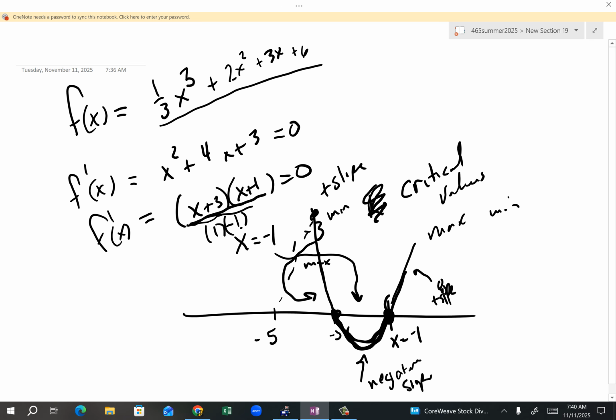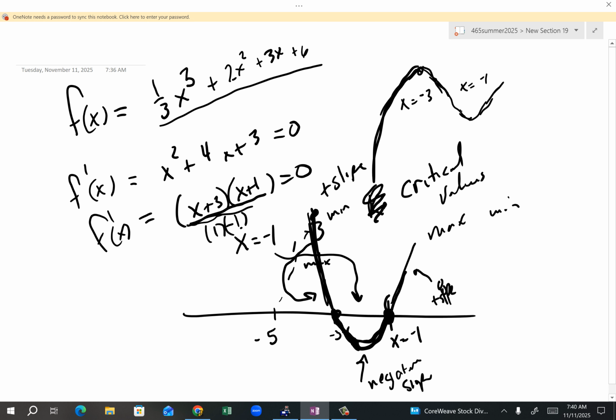Positive slopes. Meaning that, listen, if I had positive slopes and then negative slopes, it was going up and then it turned and came back down. At x equals -3, we had a maximum. And then we had negative slopes and then positive slopes. That means x equals -1 is a what? The minimum.